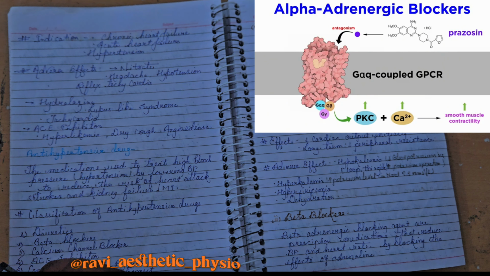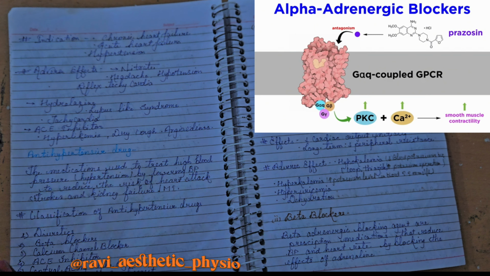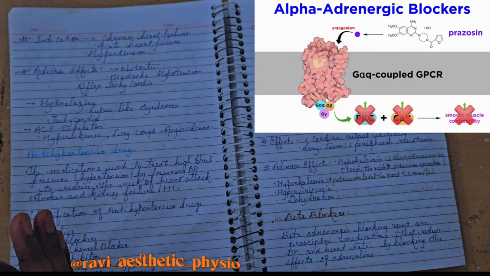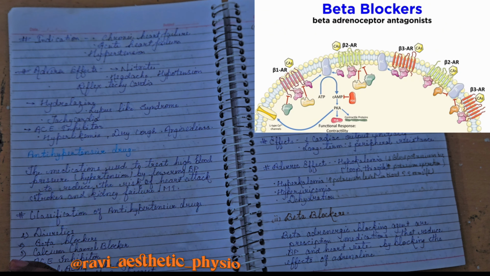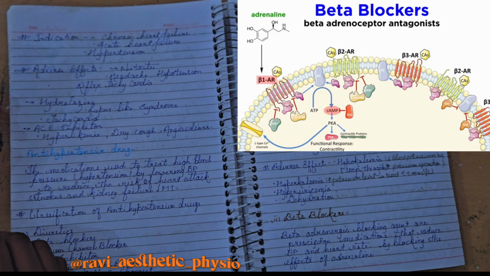And what are the adverse effects if you take too many vasodilators? Nitrates cause headache, hypotension, and reflex tachycardia. It means if too much nitrate is present in our body, it causes headache, sometimes dizziness, and hypotension, meaning it decreases the blood pressure in the body. And tachycardia decreases the cardiac output.